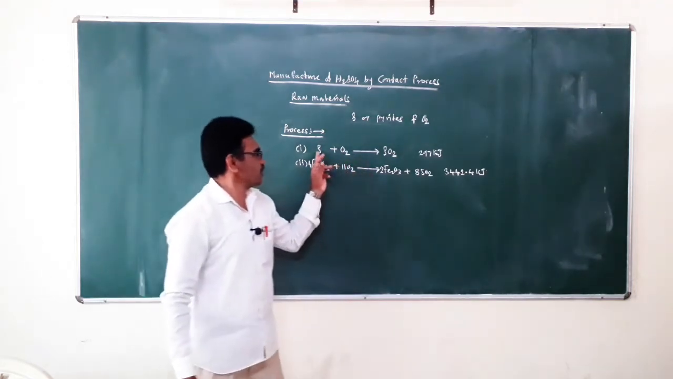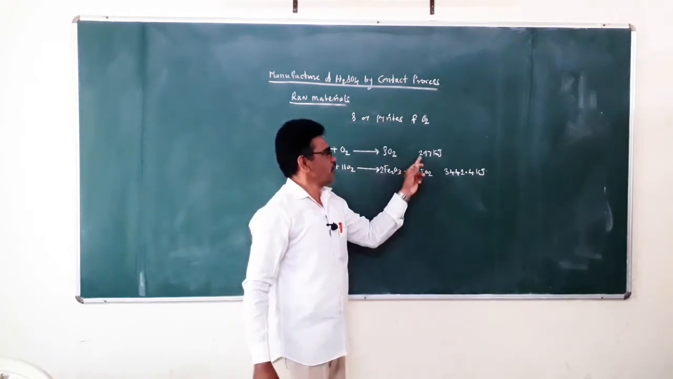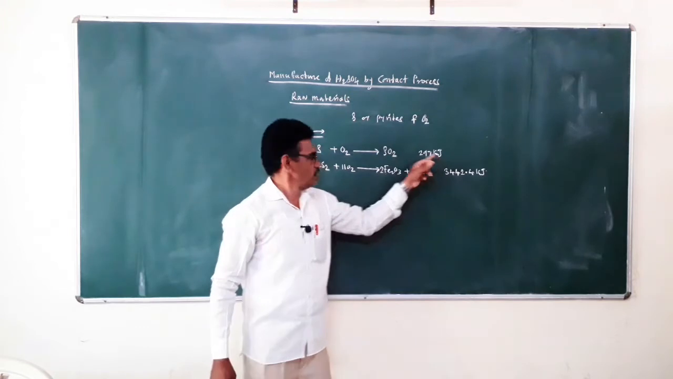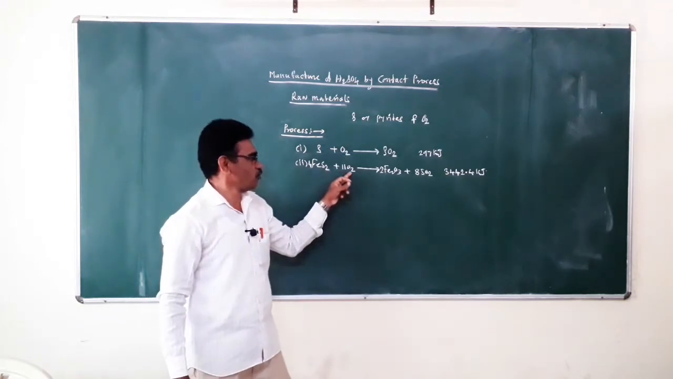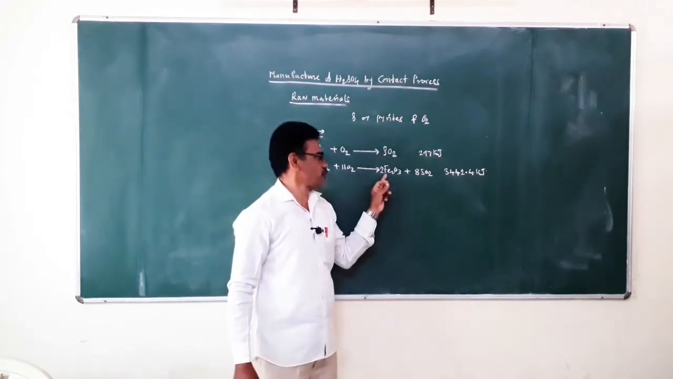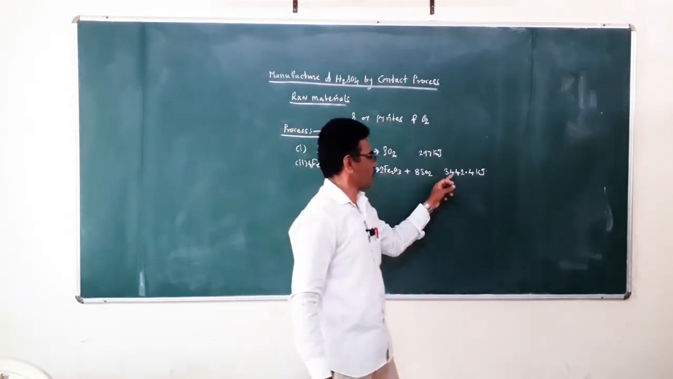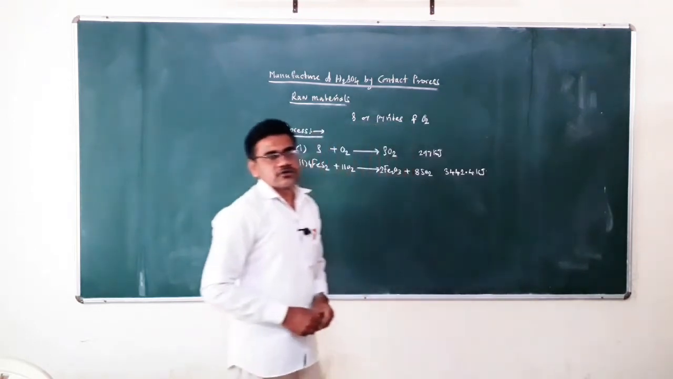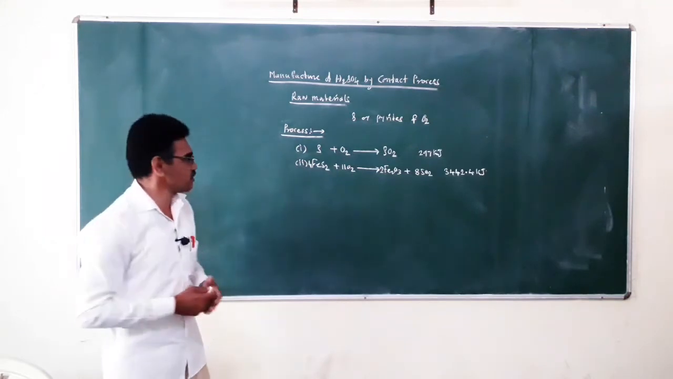Now, first is sulfur reacts with oxygen, oxidation takes place to produce sulfur dioxide with 297 kilojoule energy involved. In the second, 4 molecules of ferric sulfide react with 11 molecules of oxygen to produce 2 molecules of ferric oxide plus 8 molecules of sulfur dioxide and 3,434.4 kilojoule energy is involved. Both are the endothermic process.